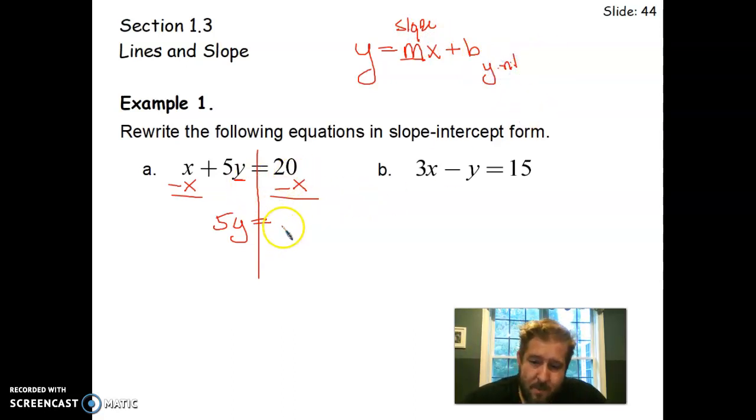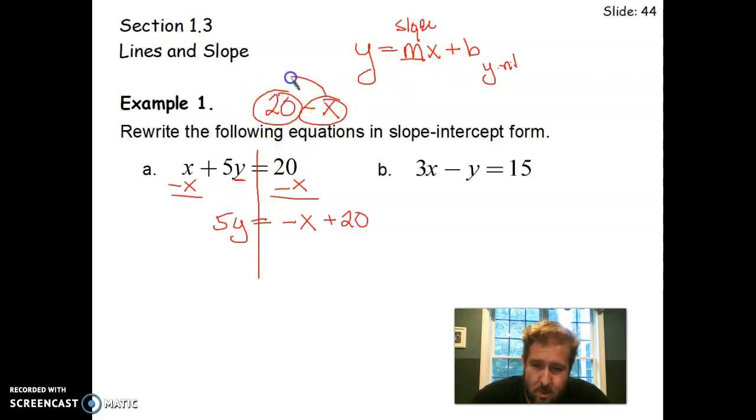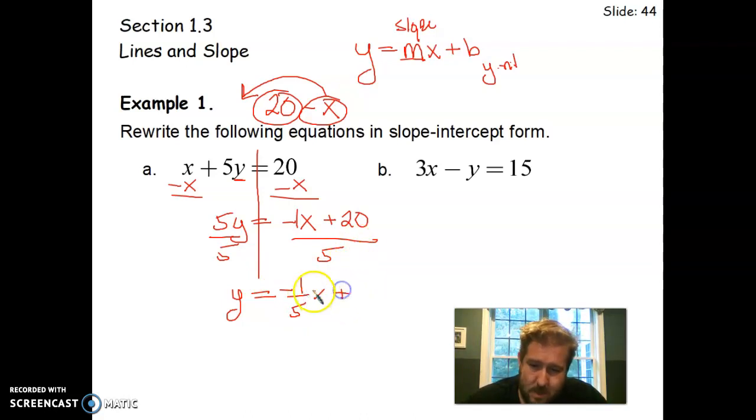All right, so if I'm going to do that, I'm going to put negative x plus 20, just to put it in mx plus b instead of b plus mx. All I really did was switch it around. Then I'm going to divide both sides by 5. Both these terms have to be divided by 5, and think of this as an imaginary 1. So that's really negative 1/5 x plus 20 divided by 5 is 4.